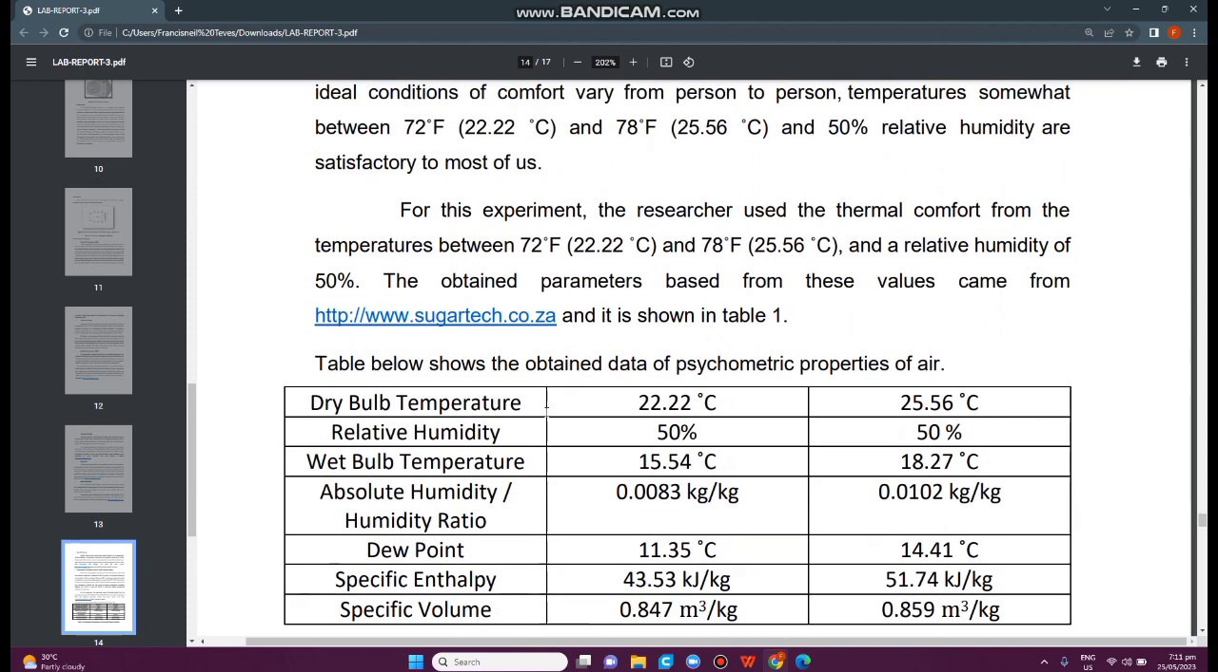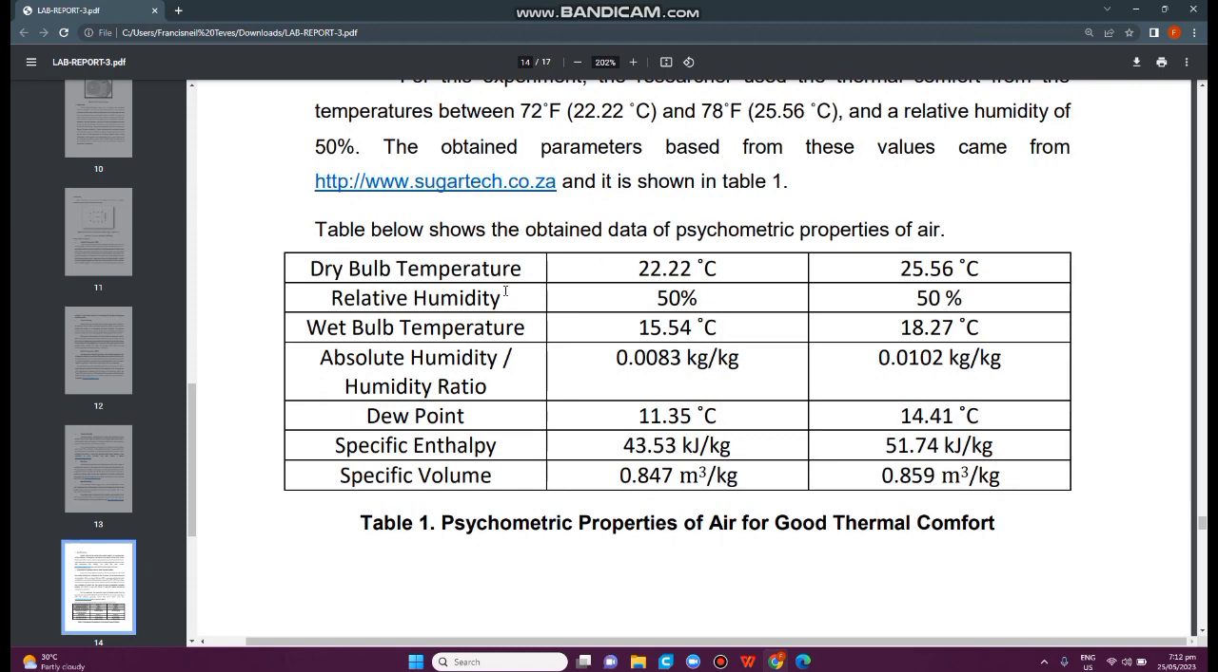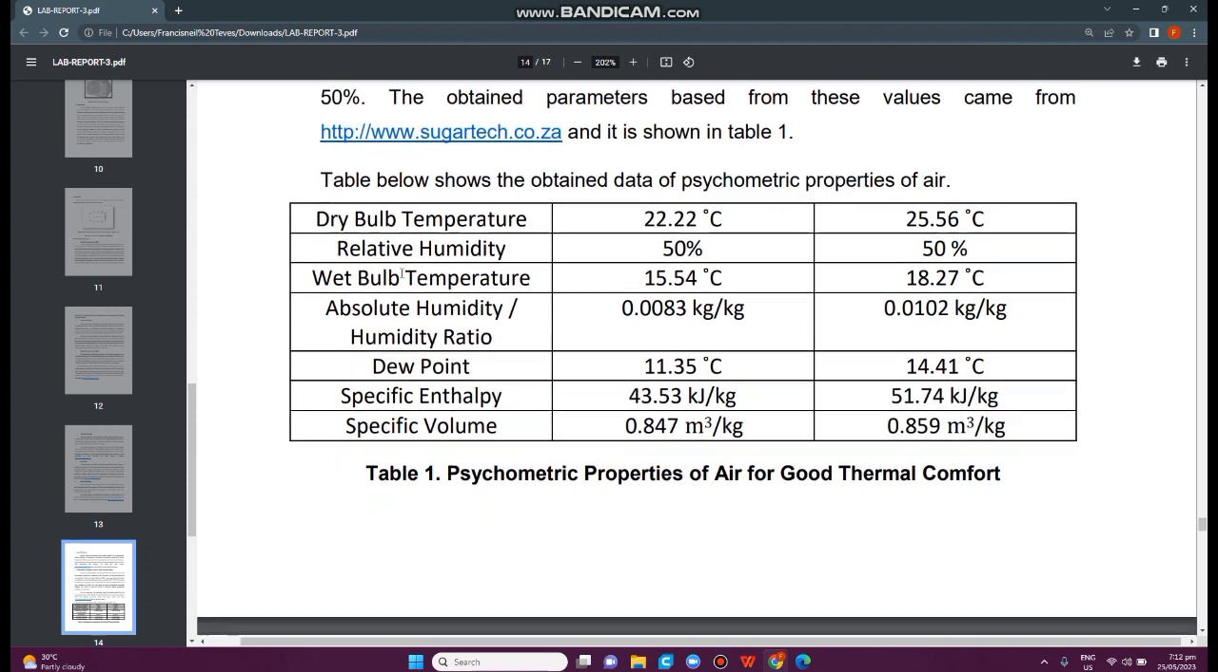So for this experiment, the researcher used the thermal comfort temperature between 72 degrees Fahrenheit or 22.22 degrees Celsius and 78 degrees Fahrenheit or 25.56 degrees Celsius, and a relative humidity of 50%. The parameters based on these values came from this link and are shown in Table 1. We obtained data of psychrometric properties of air. So this is the data we obtained.